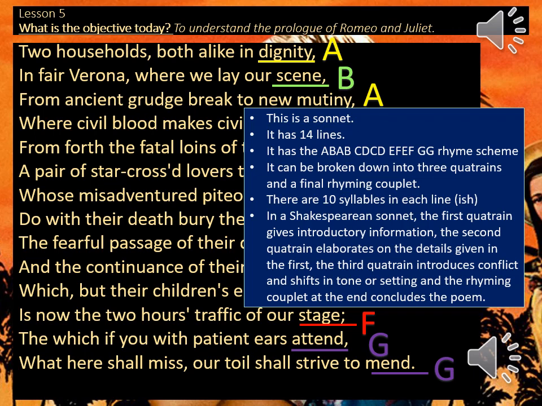What we've also got here is that in each line there are about 10 syllables. I've put "ish" there because with translations it can be a bit different, but pretty much there are 10 syllables in each line. Therefore, this is what we call a Shakespearean sonnet. The first quatrain gives us an introduction. The second quatrain elaborates on the details. The third quatrain introduces conflict or some sort of shift in tone or setting. And the rhyming couplet at the end concludes the poem, concludes the information. So this prologue is a Shakespearean sonnet.